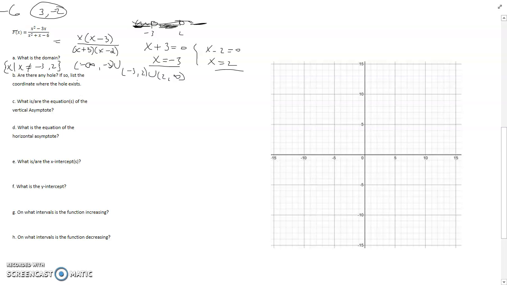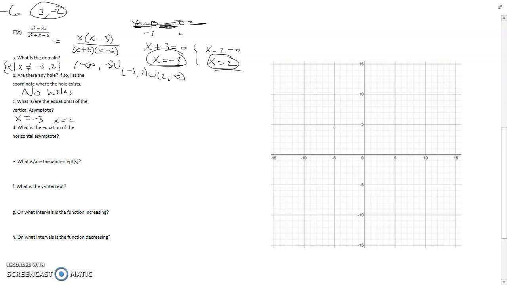Are there any holes? If so, list the coordinates where the holes exist. This is the one that we're going to be working with right here. Since I take a look up there and I don't see any common factors, we know that there are no holes. What are the equations of the vertical asymptotes? Well, after we have looked for holes and maybe tried to cancel those out, the vertical asymptotes are where the denominator equals 0, again, after we have simplified for holes. So the vertical asymptotes are going to be at x equals -3 and x equals 2.